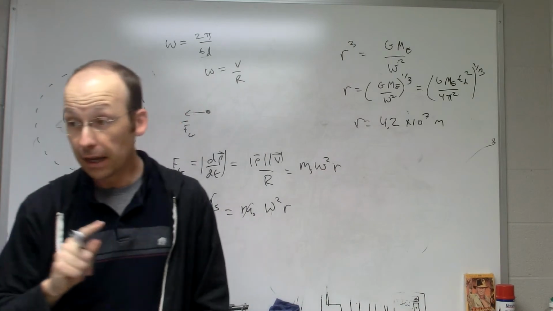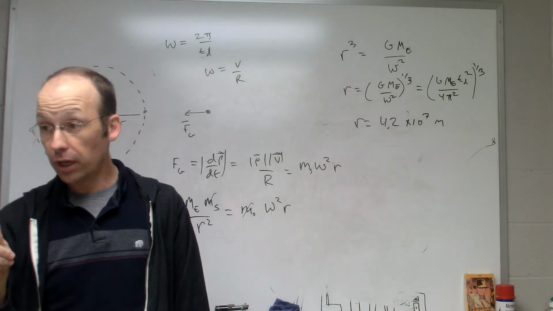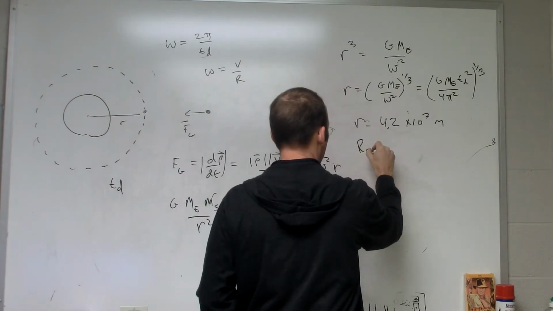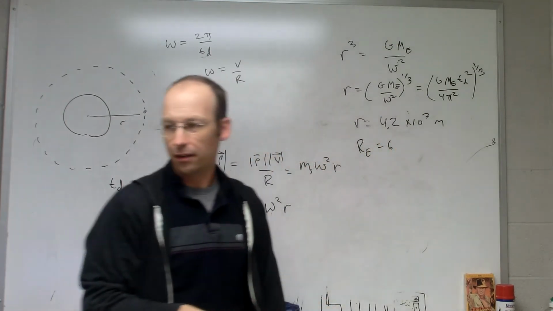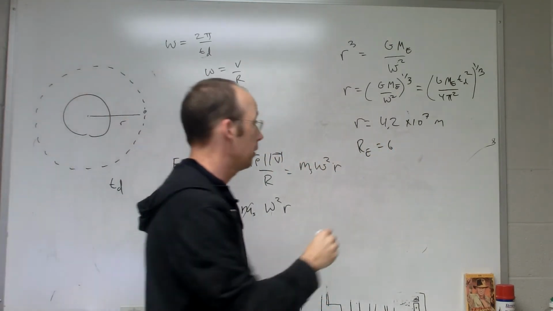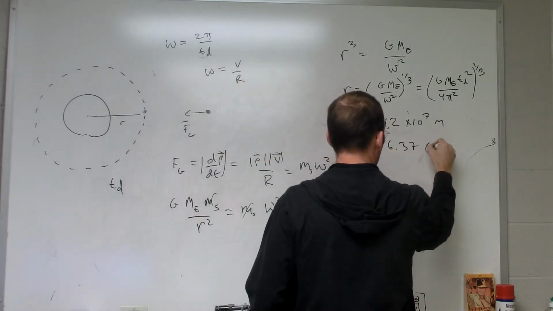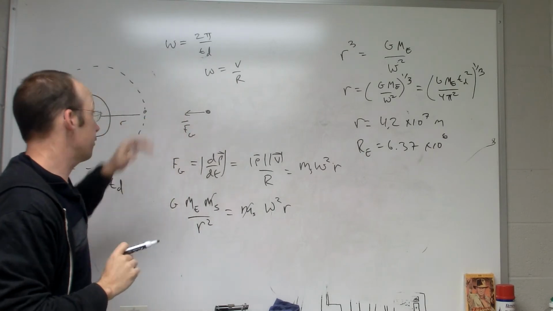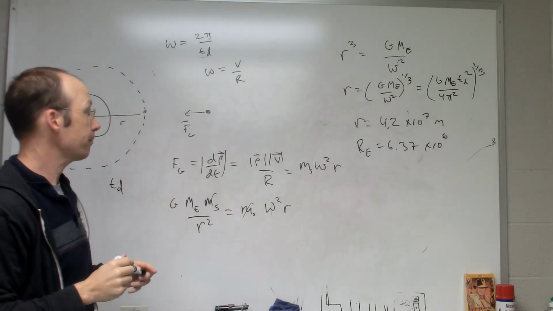Now, just compare that to the radius of the Earth, which is, did I say 3.6? It's 6.37 times 10 to the 6th. So it's way out there. These geostationary orbits are way out there.